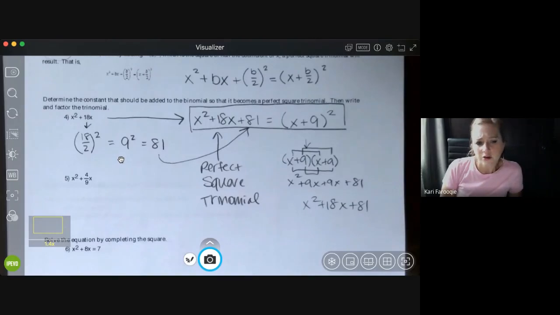All right, so that's how you create a perfect square trinomial. That's how you factor it. Let's do that with another one for number 5. Before I do that, does anyone have a question on 4?